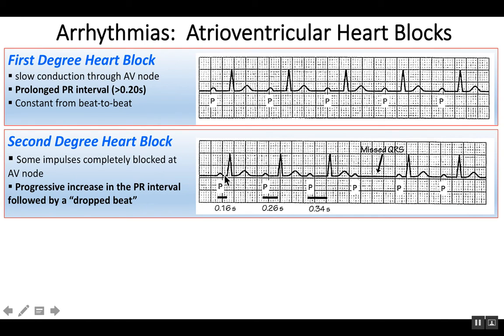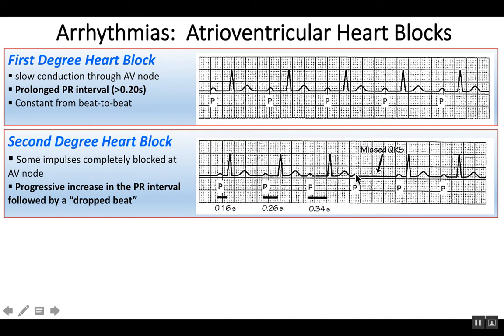The P is maybe a little bit far from the QRS, but notice in this next one it is longer, and then even longer. So we learned that as a first degree. That PR interval has become elongated or prolonged. What makes this a second degree is during this cycle, there's a missed QRS and T.